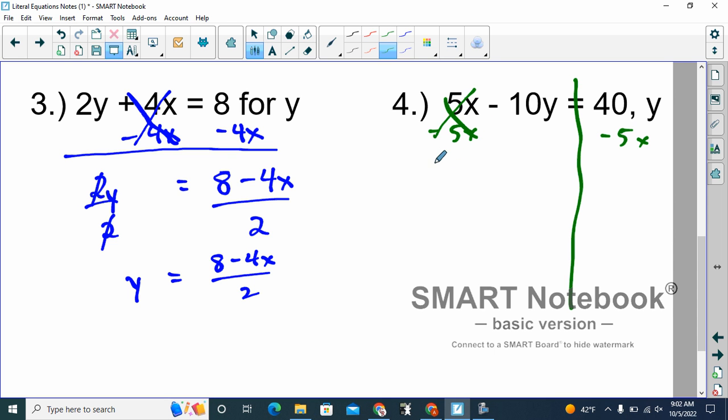My 5x's cancel. I bring down my negative 10y. Don't forget to bring down that negative sign. That's a common mistake I see. This side says 40 minus 5x. And then divide both sides by negative 10.